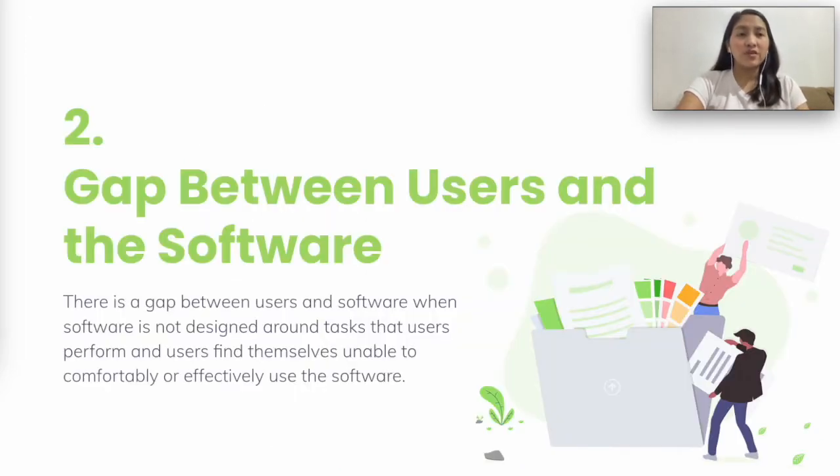Ngayon, kapag hindi mo na-achieve yung usability, meron tayong tinatawag na gap. The gap between users and the software. Parang hindi sila compatible, yung users at yung software. So, sabi dito sa slide natin, there is a gap between users and software. Kapag daw yung software ay hindi designed around the task that users perform, at if they find themselves unable to comfortably or effectively use the software, nagkakaroon tayo ng gap between the users and the software. Nahihirapan yung user na gamitin yung software, yung design, or yung product.